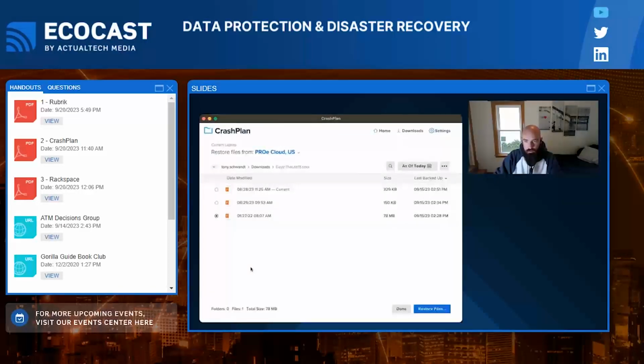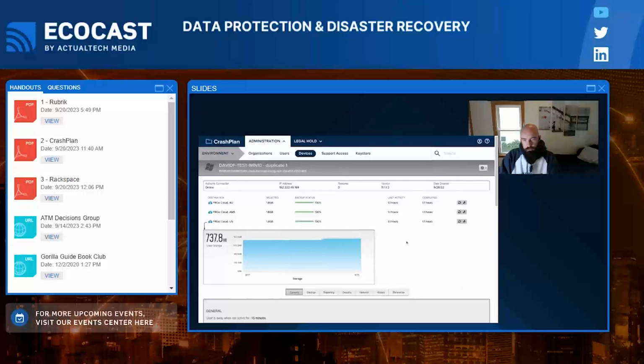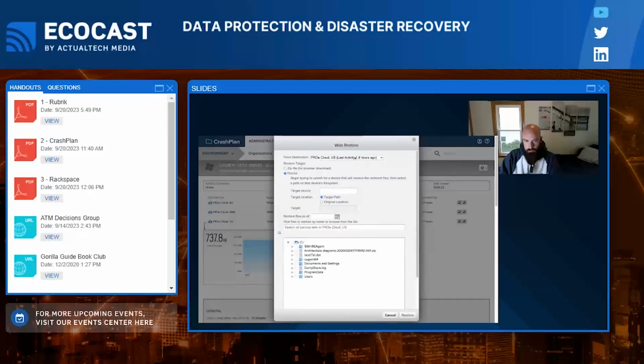And from the admin perspective, the same thing can be done from here, navigating to the user's device, hitting restore, and there's all their files. They can select the files they need and select where to restore that data with all the same options. But for admins and security professionals, the use cases go a little bit further than just purely restoring the data.